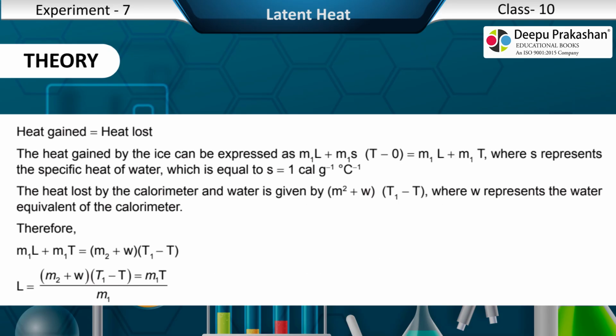The heat gained by the ice can be expressed as m1 L plus m1 s (T minus 0), which is equal to m1 L plus m1 T, where s represents the specific heat of water, which is equal to 1 calorie per gram per degree Celsius. The heat lost by the calorimeter and water is given by (m2 plus W)(T1 minus T), where W represents the water equivalent of the calorimeter.